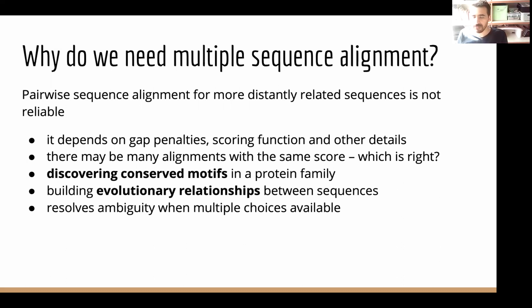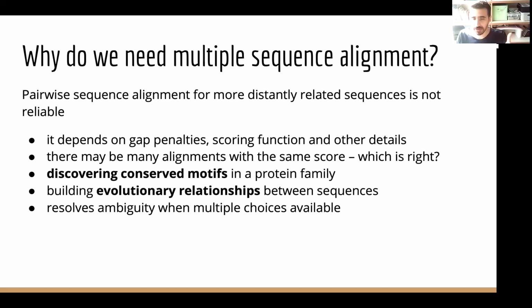So firstly, if you are interested in discovering conserved motifs in a protein family, then you have to look at the entire protein family rather than only 2 protein sequences. This is important because, as we discussed before, the conserved regions will give you some information regarding the important functional units of the protein. So multiple sequence alignment is a way to find that.